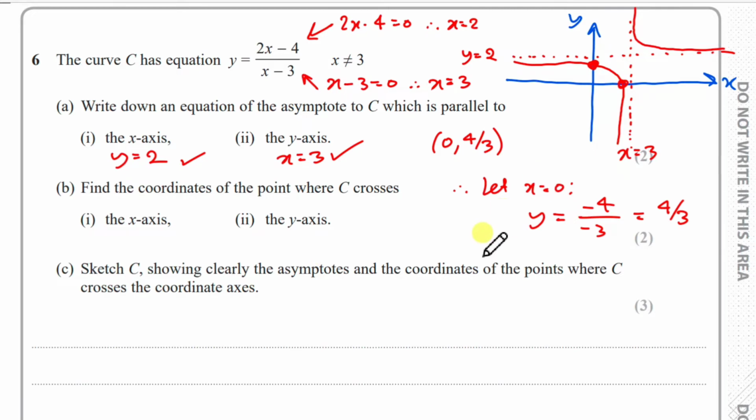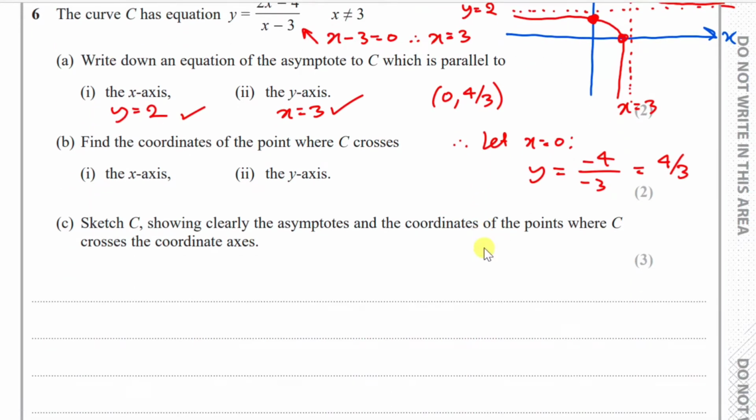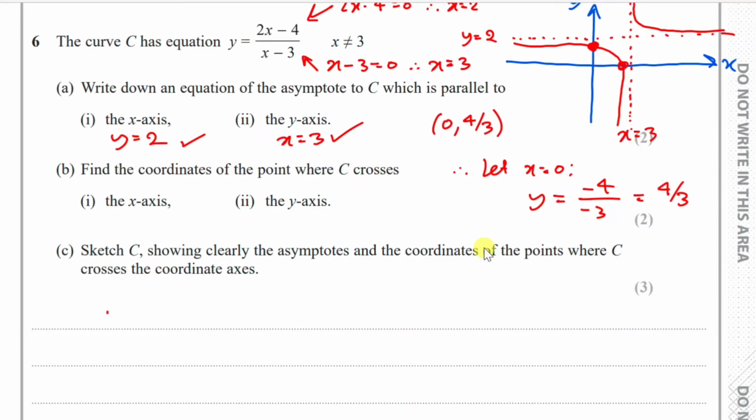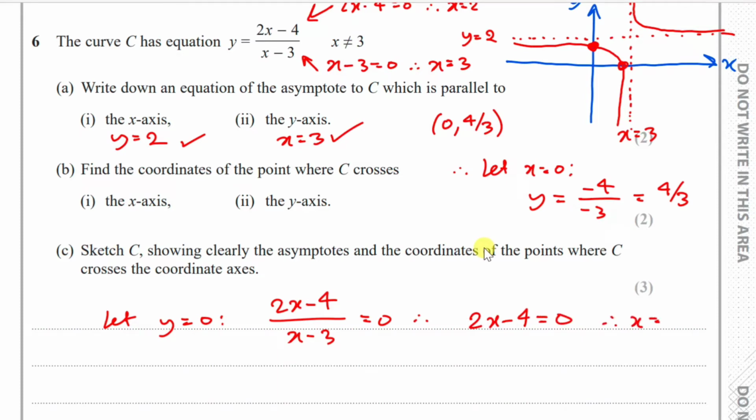Now we're going to let y equal 0. If you do that, you're just going to have the whole equation, 2x minus 4 over x minus 3 equals 0. Clearly, when you multiply by x minus 3 across, you're just left with 2x minus 4 equals 0, and we've done this earlier, you're going to get a result of 2. So the second pair is basically 2, 0. So we just say 2, 0.